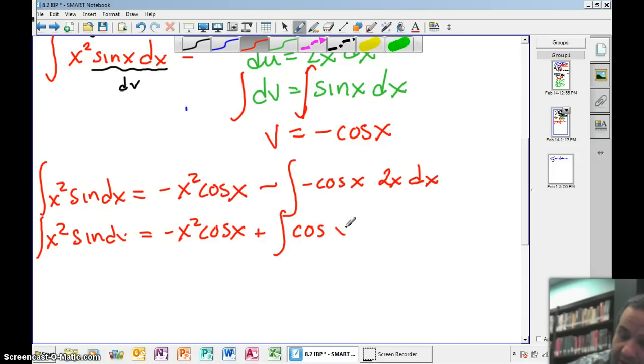All right, plus cosine of x times 2x dx. Well, guess what? I'm going to have to do it again. So I'm going to do it in blue. So I'm going to have to figure this guy out. And I'm going to have to do integration by parts again. So this is a double integration by parts.